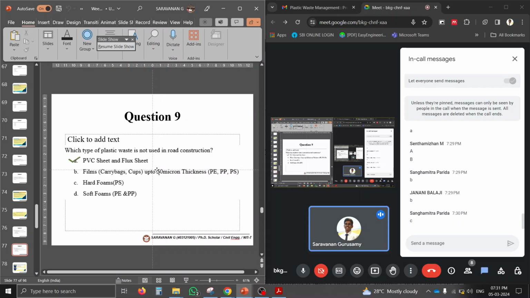Yes, this is a new question. Which type of plastic is not used in road construction? Not used. So whatever types we have discussed.